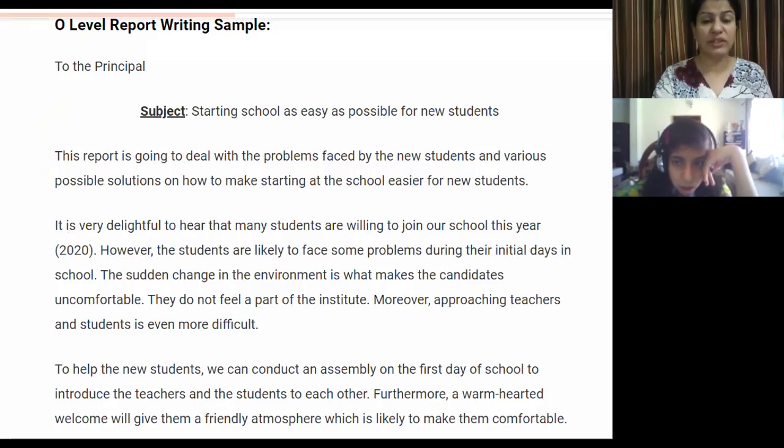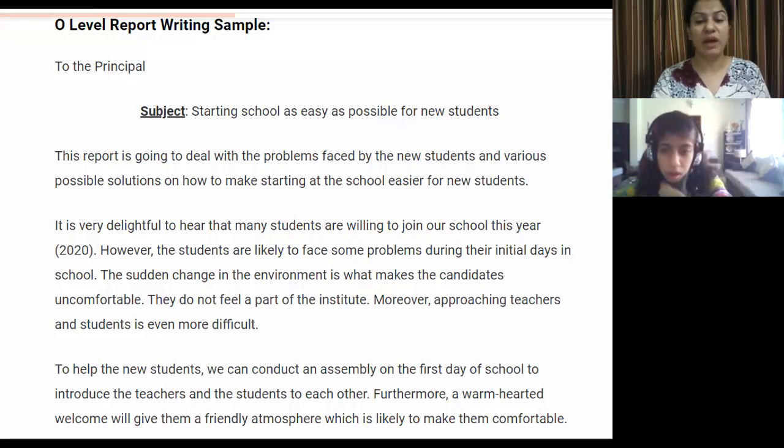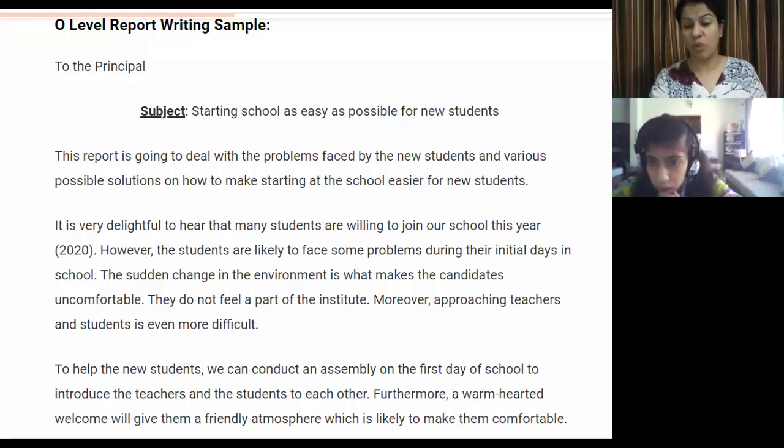The sudden change in the environment is what makes the candidates uncomfortable. They do not feel a part of the institute. Moreover, approaching teachers and students is even more difficult. To help the new students, we can conduct an assembly on the first day of school to introduce the teachers and the students to each other. Furthermore, a warm-hearted welcome will give them a friendly atmosphere, which is likely to make them comfortable.